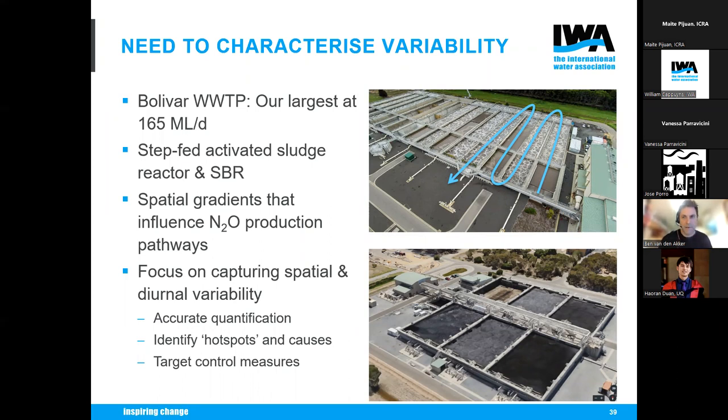But also in doing this, you can identify hotspots along the reactor and then identify potential causes for those high emissions. This information can then be used to, I guess, target control measures. How can we make operational or design changes to the plant to try and reduce these emissions?